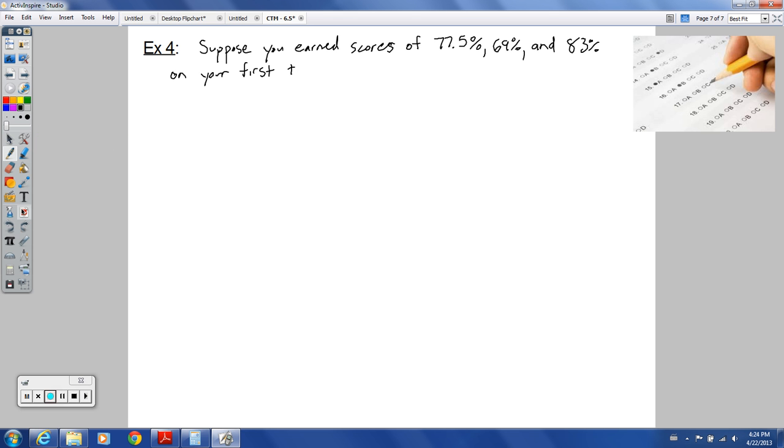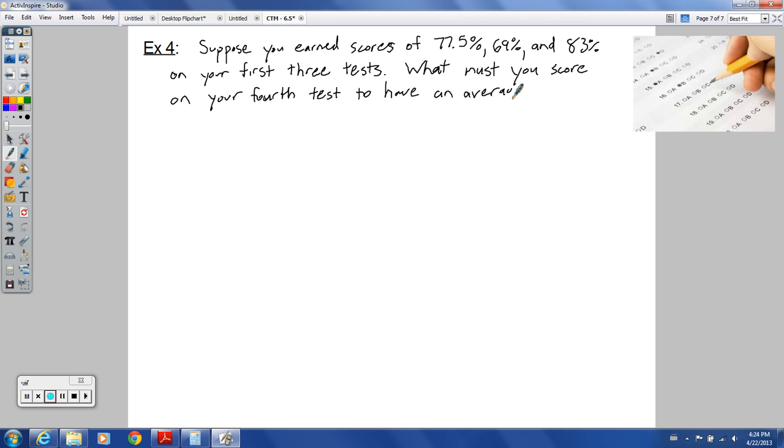First 3 tests. And the question here, what we want to know is what must you score on your 4th test to have an average test score of at least 80%.